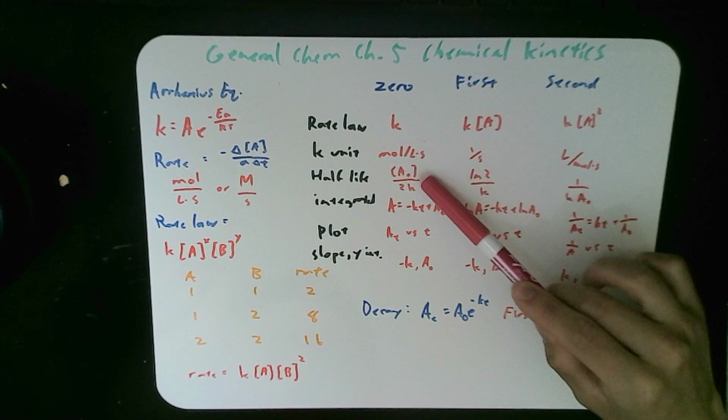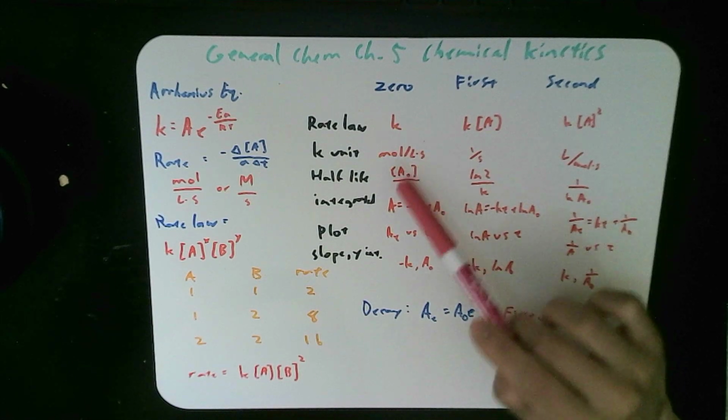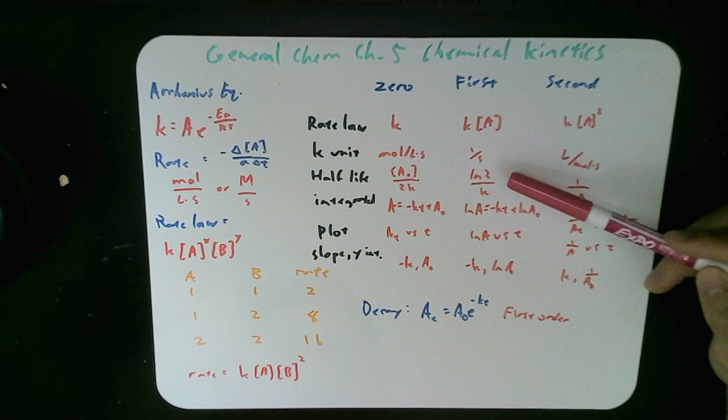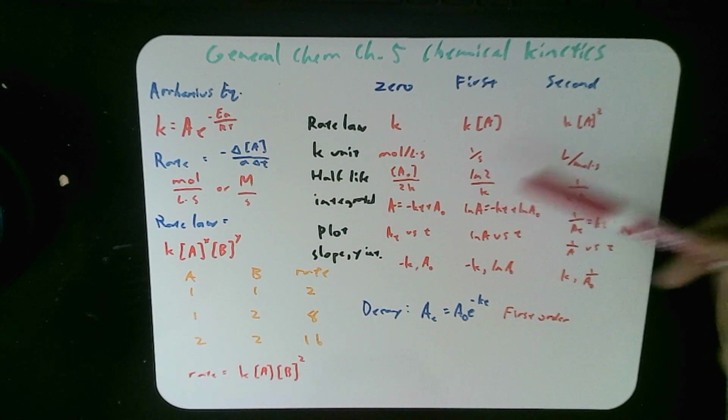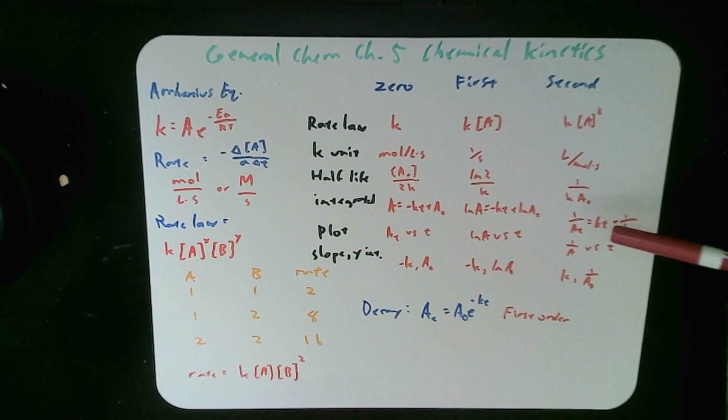For zero order, it is A initial divided by 2k. K is the rate constant. And for first order, it will be ln 2 over k. And for second order, it is 1 over k times A initial.